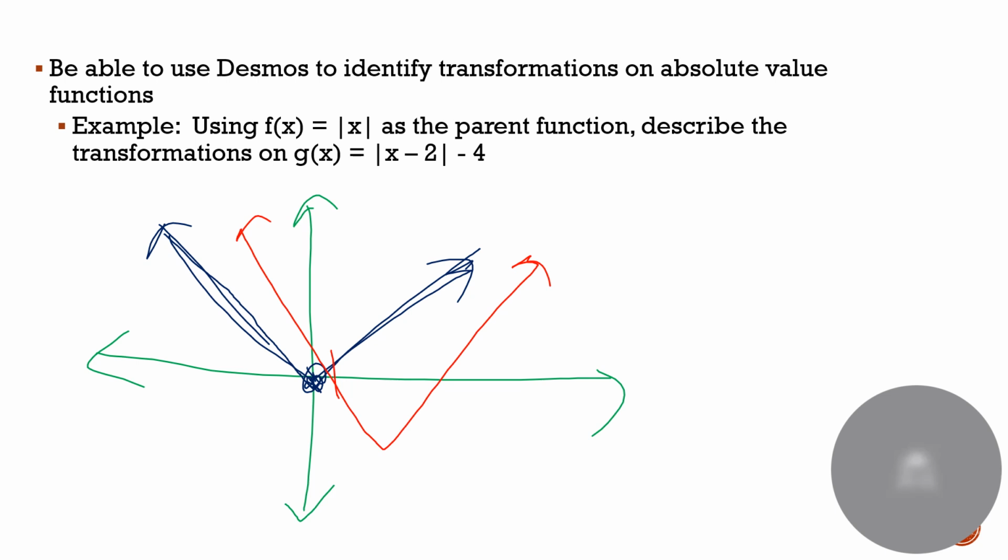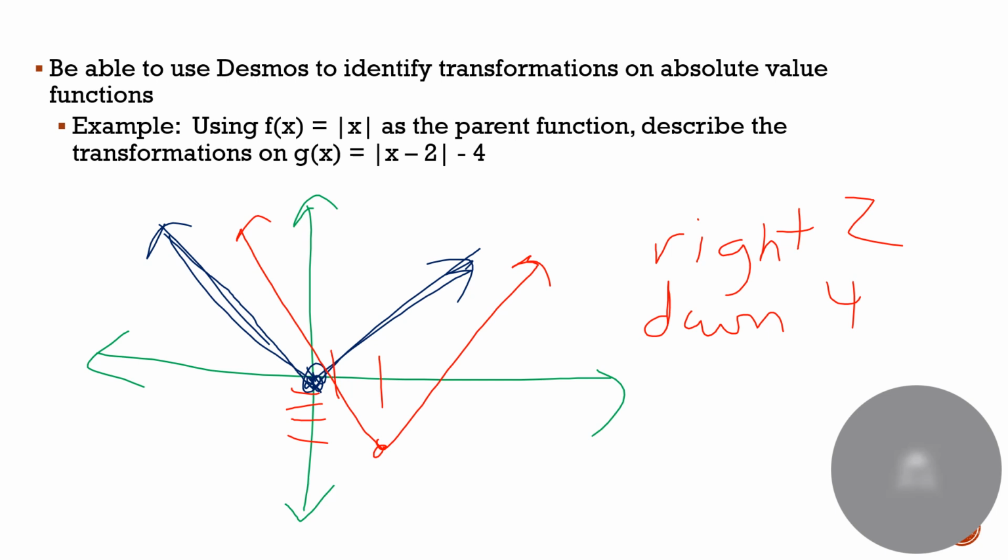In this case, what you would notice is that the function went right 2 and down 4. We are going to study transformations in a lot of detail in this class, but for now, it's okay to do an exploration, use Desmos, look at the original function, and then look at the new function, and then tell me which way it went. So it went right 2, down 4. That's what that one means.